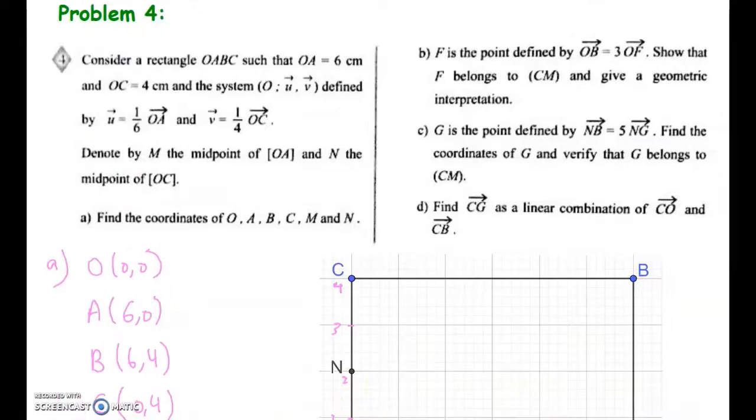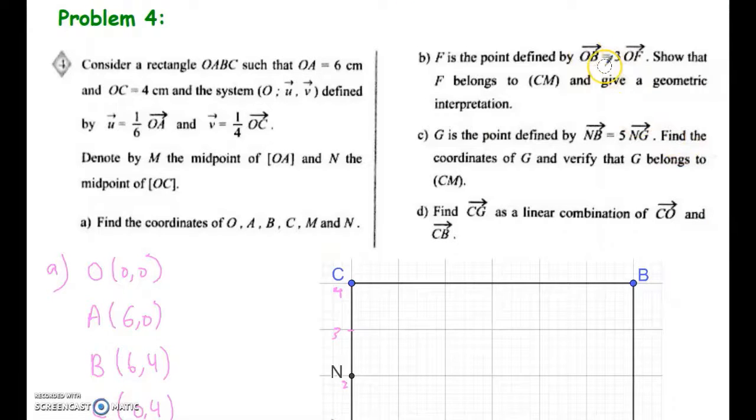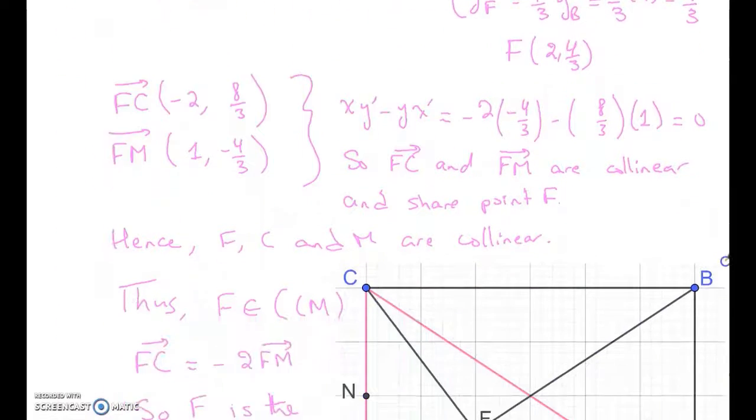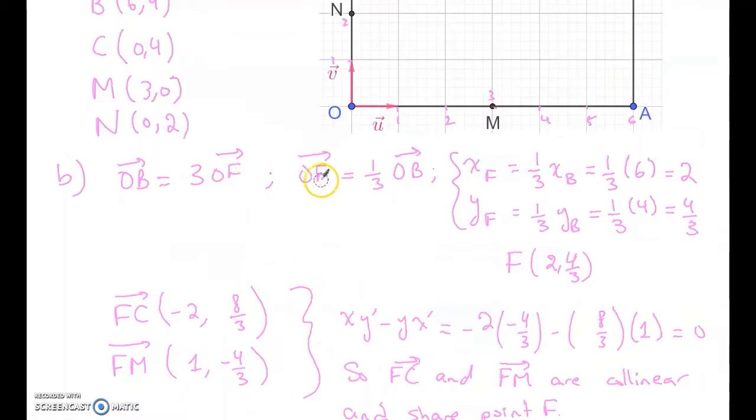Part B, F is the point defined by OB equal 3OF. Show that F belongs to CM and give a geometric interpretation. So first, we need to find the coordinates of point F. Since OB is equal to 3OF, then OF is equal to 1 over 3 OB. So this means that XF minus XO, which is simply XF because XO is 0, is equal to 1 over 3 XB. And YF is 1 over 3 YB. We substitute the coordinates XB and YB here to get 2, 4 over 3. So F is 2, 4 over 3.